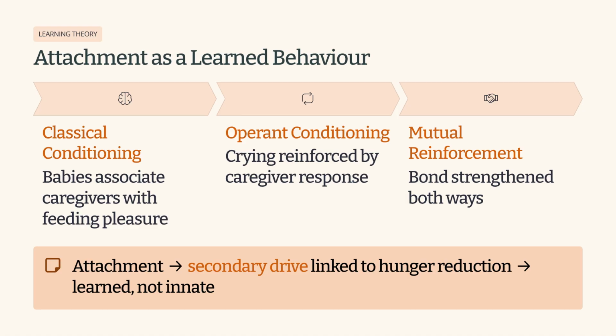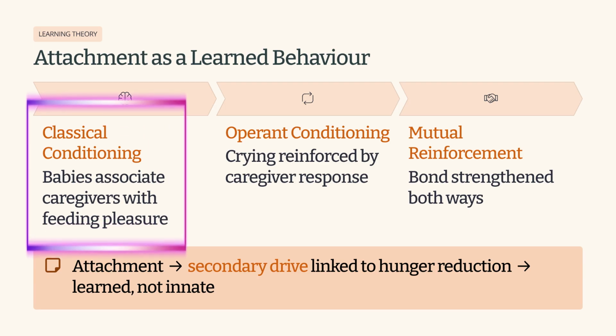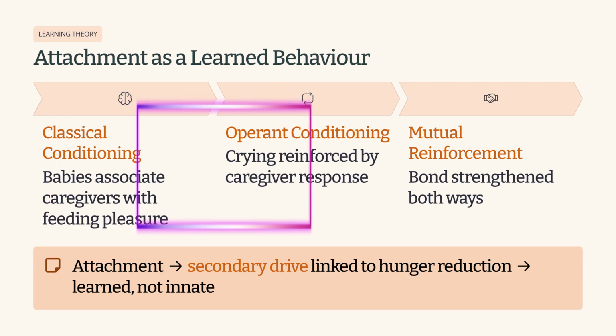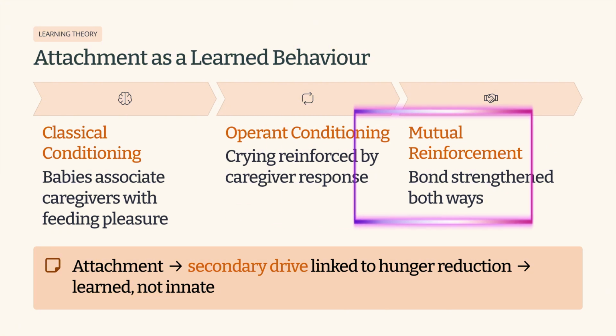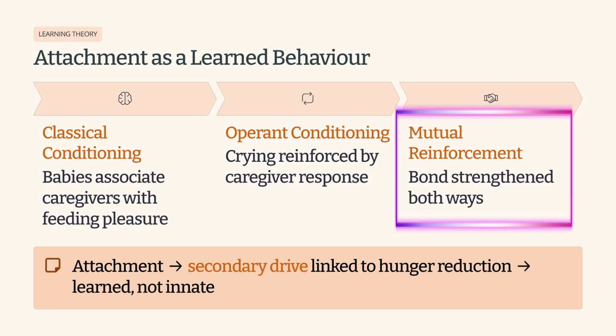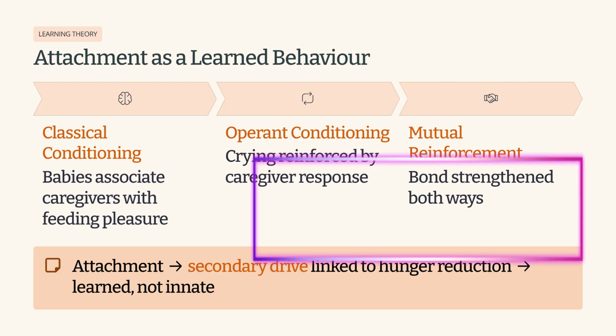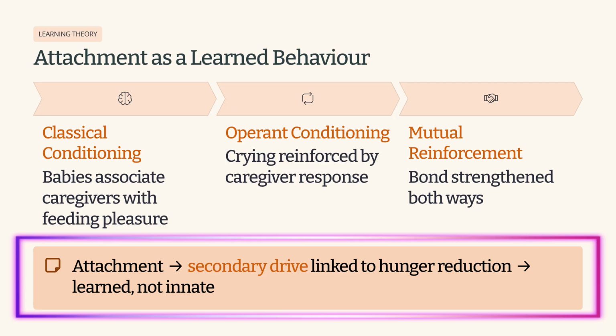So, to summarize, let's bring it together. According to learning theory, classical conditioning explains how babies associate caregivers with pleasure from feeding. Operant conditioning explains how behaviors like crying are reinforced, and mutual reinforcement strengthens the bond. Attachment becomes a secondary drive linked to hunger reduction. This explanation suggests that attachment is learned rather than innate.